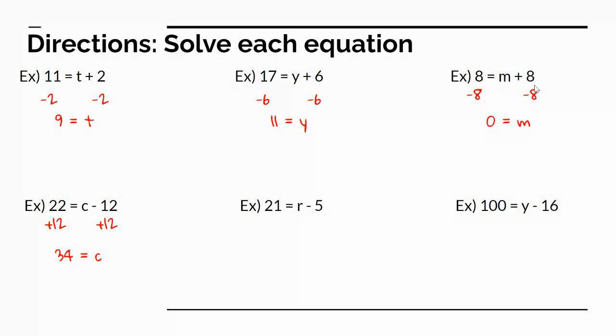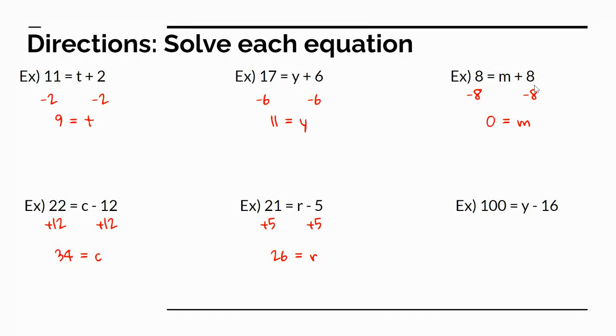21 equals r minus 5. Again, we're trying to get r by itself. Minus 5 is in the way of that happening. So we use inverse operations. The opposite of minus 5 is plus 5. What you do to one side, you do to the other to keep it balanced. 21 plus 5 is 26.